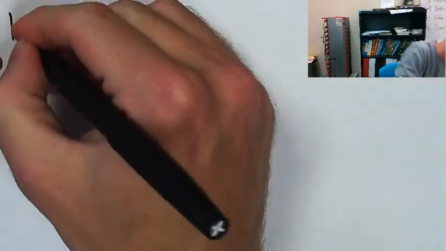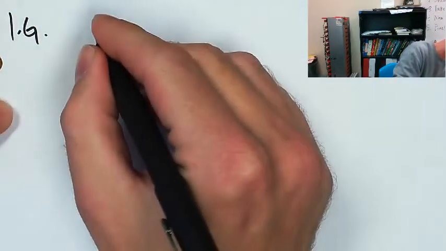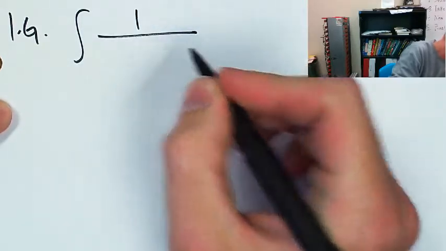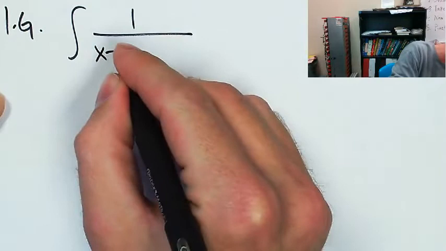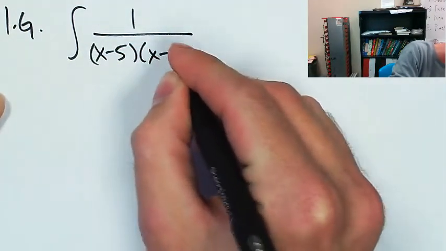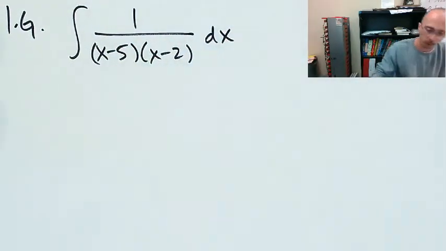All right. g is 1 over x squared minus 7x plus 10. That's x minus 5, x minus 2. I can factor that. The factors are distinct. So I'm going to use partial fractions.